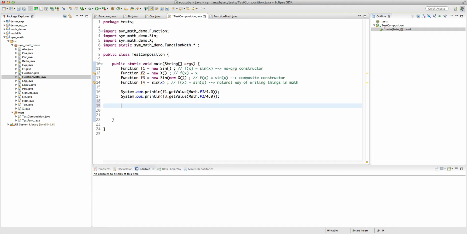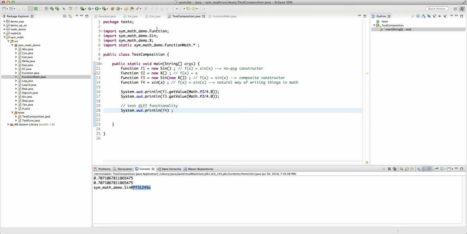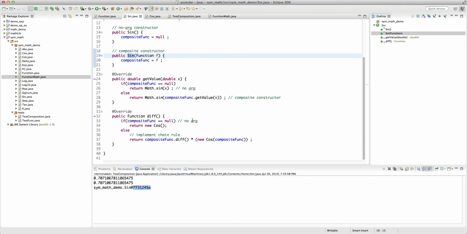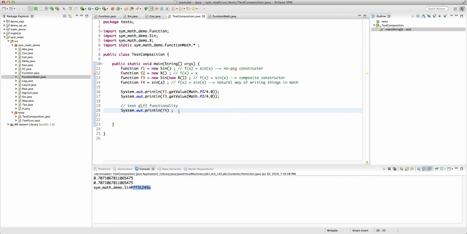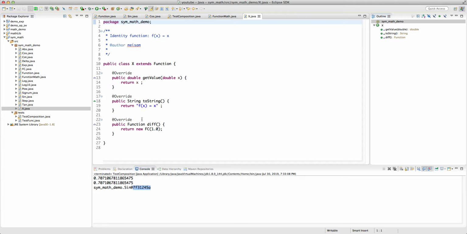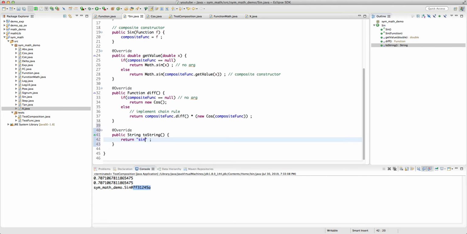And let's also test the Deef functionality. So f4 is sine of x, system.out.println f4. We did not implement the toString method, so let's quickly go and override the toString method. We just put x, and then for the sine we just write sine of x.